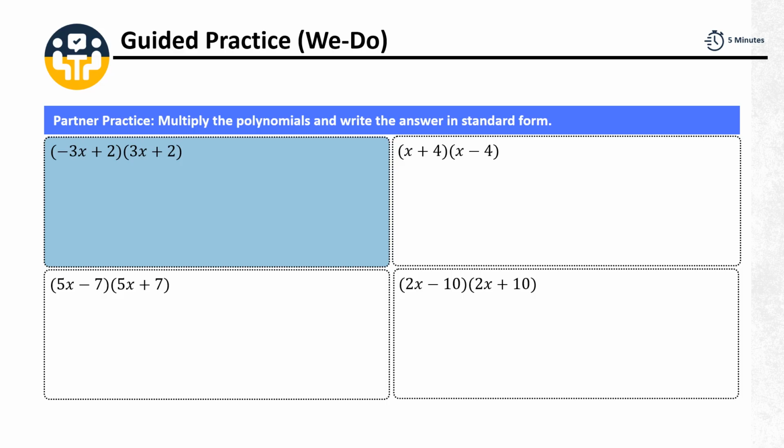Now let's try 4 different examples using the same exact method. Here I have negative 3x plus 2 times 3x plus 2. This one looks different because in this case they look the same, but they're actually not. The 3x and the negative 3x are different. So in this case, you may say, could I use the difference of squares here? You definitely can, but you need to be able to recognize what is the a value and what is the b value.